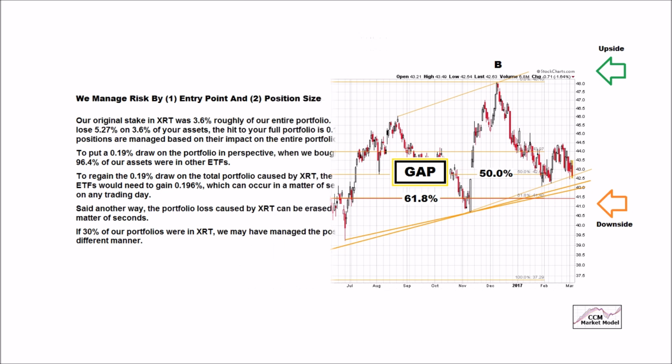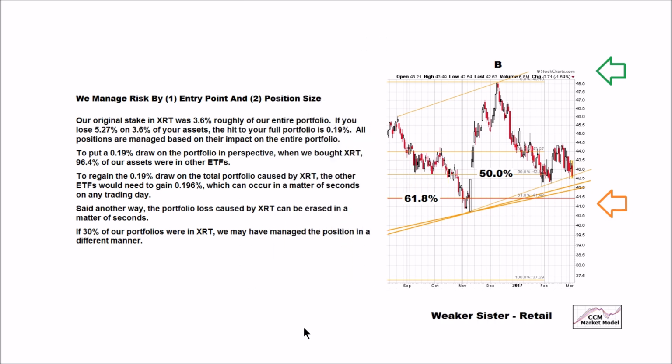The market will decide. And this may be a good time to talk about how we manage risk. We manage risk by two major factors: our entry point, our profit and loss on the position, and the position size. Our original stake in XRT was roughly 3.6% of our entire portfolio. If you lose 5.27% on 3.6% of your assets, the hit to your entire portfolio is relatively small. It's 0.19%. It's very, very important to look at our gain-loss in the context of the position size.